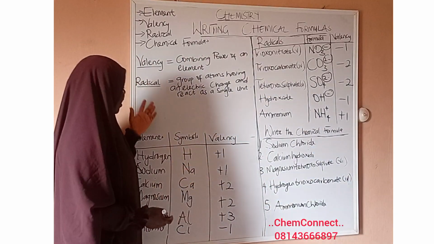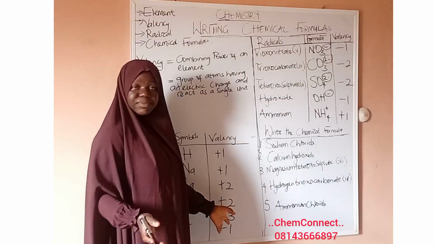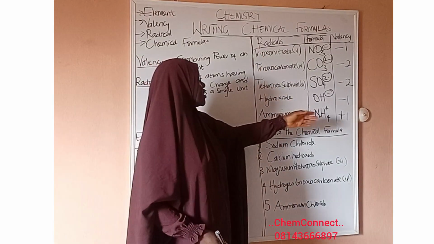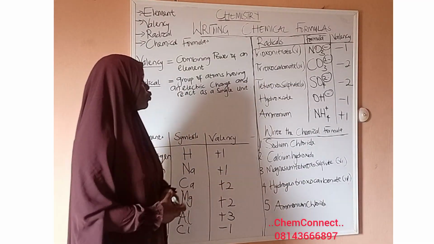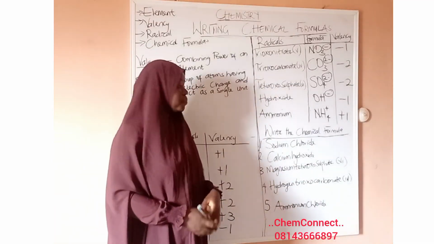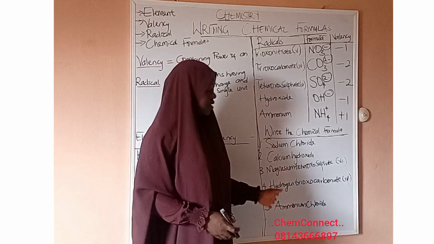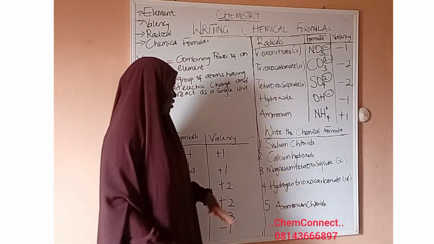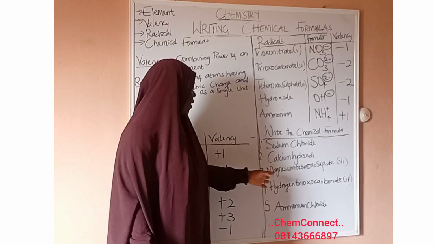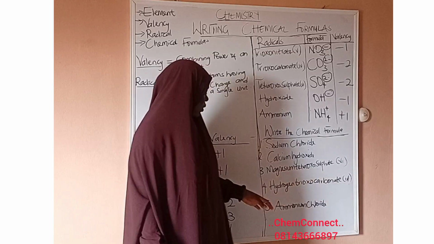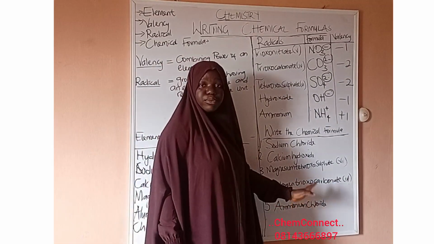Now we've learned elements and the symbols. We've learned the valency of elements. We know what radicals are with the formula and with the valency. Now we can learn how to write chemical formula. How do we write chemical formula? So I have the list of compounds here for us to write the chemical formula of. We have sodium chloride, calcium hydroxide, magnesium tetraoxosulfate(VI), hydrogen trioxocarbonate(IV), and the last one here is ammonium chloride.